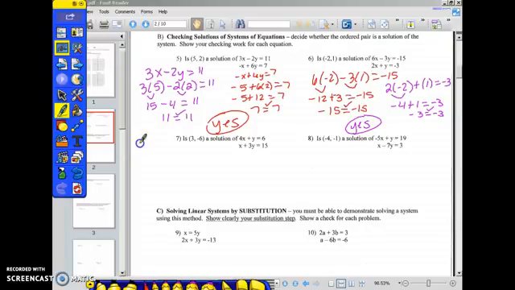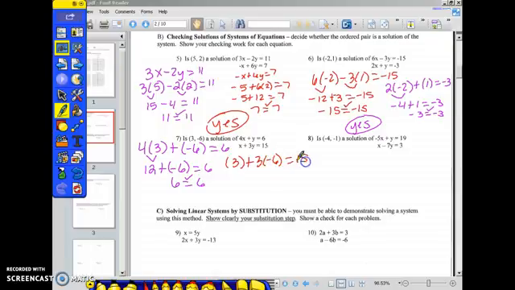Number 7, we have 4x, x is 3, plus y, which is negative 6, equals 6. 4 times 3 is 12. 12 plus negative 6 is 6. So it works for our first equation. For our second equation, 3 plus 3 times y, y is negative 6, equals 15. 3 times negative 6 is negative 18. And 3 plus negative 18 is negative 15. That does not equal 15. So no, that is not a solution for that system.